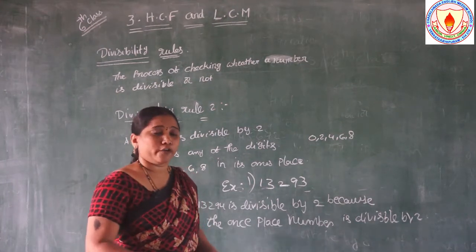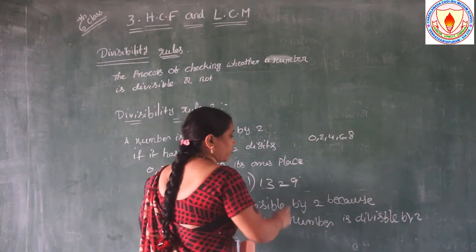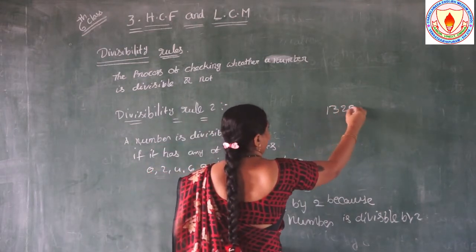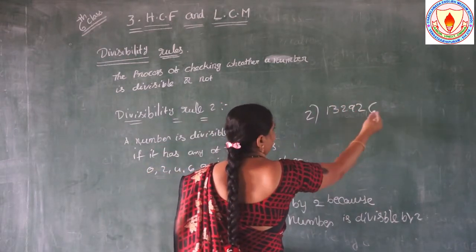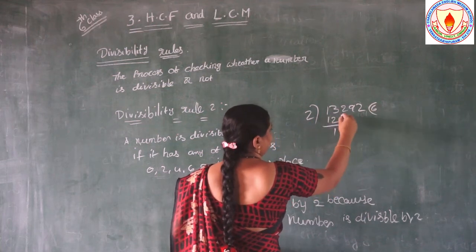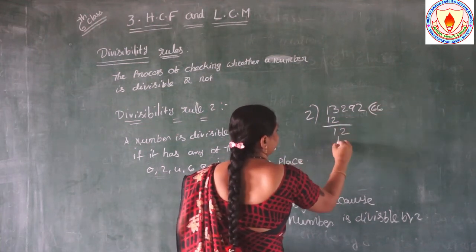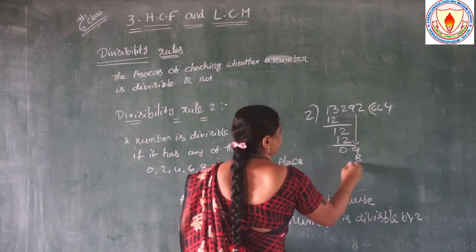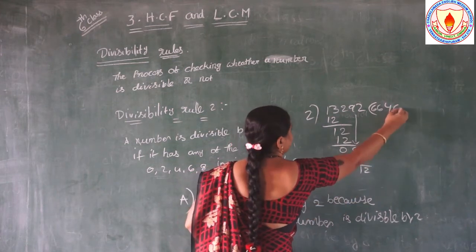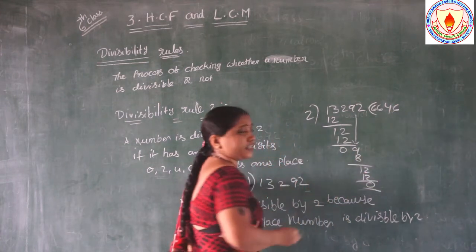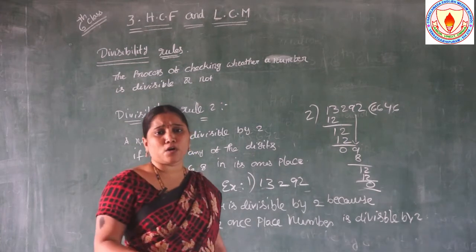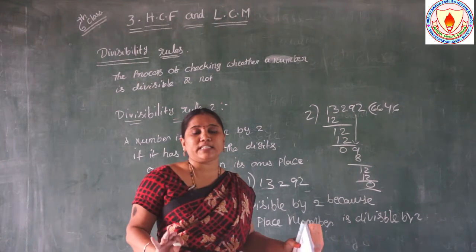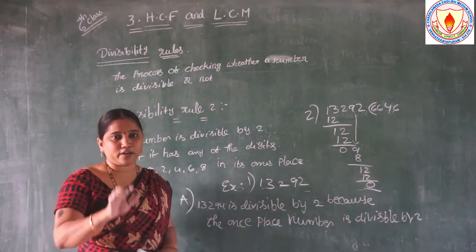If you check this number with actual division, suppose 2 6 times 12, 1 remainder, bring down 2, again 6 times 12, 0 remainder, bring down 9, 4 times 8, 1 remainder, 12, 6 times 12. So did you get 0? When you get the remainder 0, that is exactly divisible by 2. So this is the divisibility rule for 2. Do you understand, children?